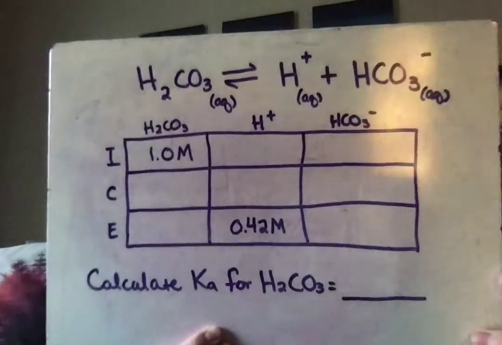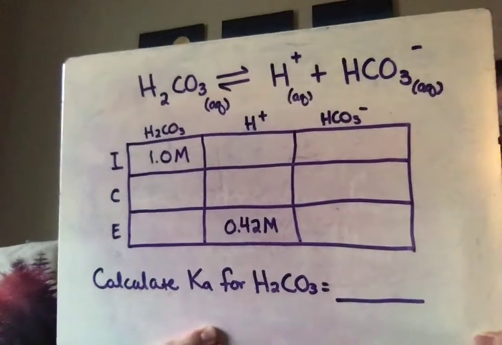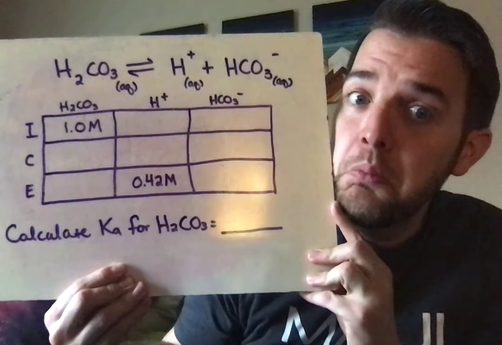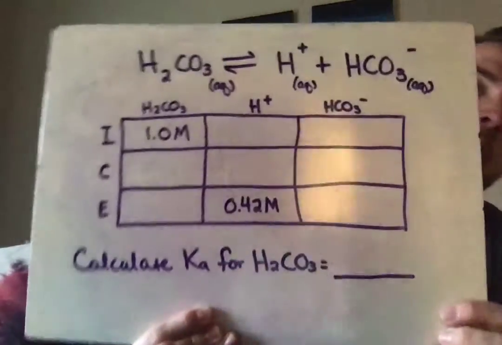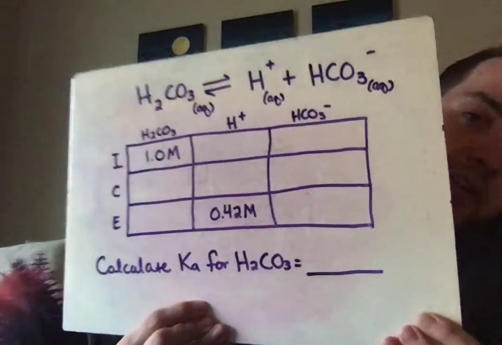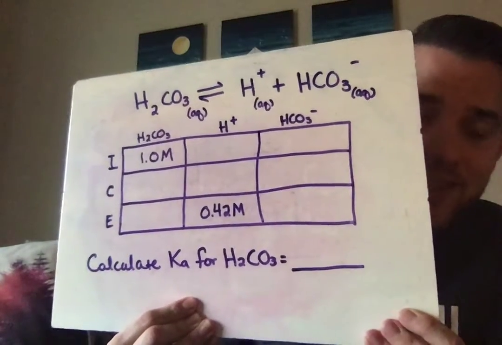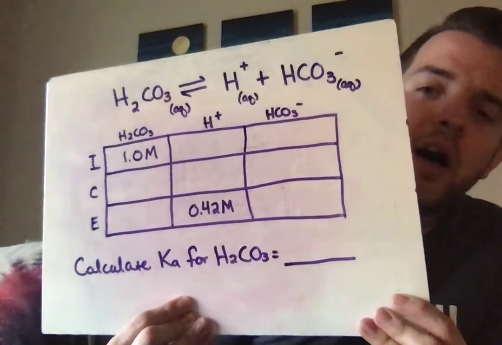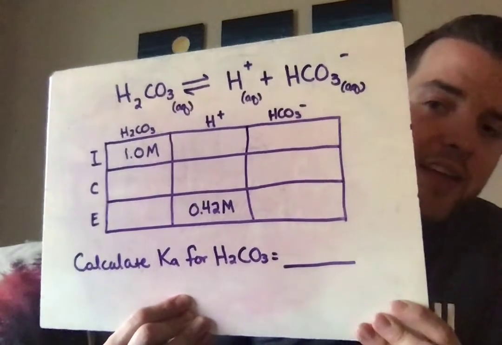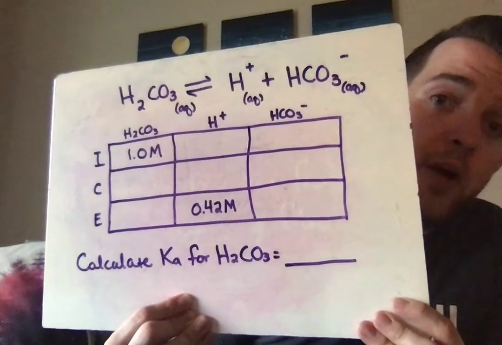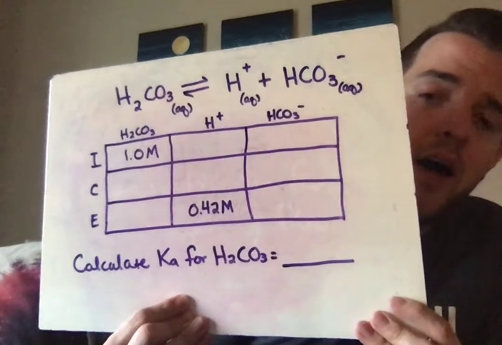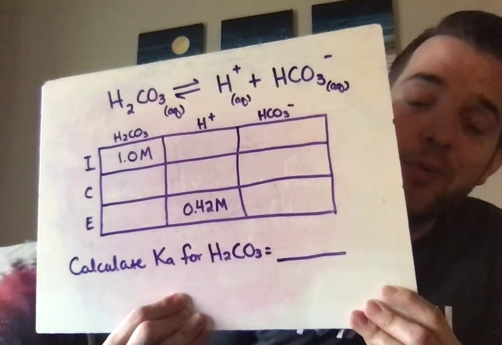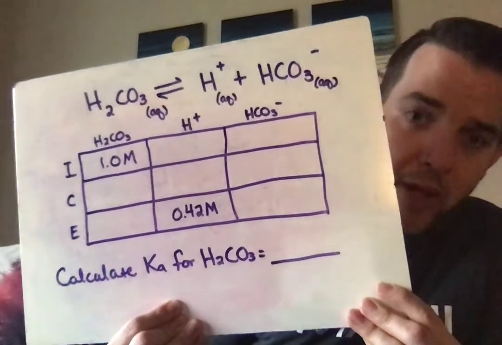So this is the ICE table for the dissociation of carbonic acid, which, by the way, is a weak acid. Think about that. So carbonic acid dissociates and produces hydrogen ions because it's an acid, and then its conjugate base, which is HCO3 minus, or the bicarbonate ion. So I've identified that the initial concentration of H2CO3, or the carbonic acid, is 1.0 molar. And then I have identified that the equilibrium concentration of the hydrogen ions and the product is 0.42, okay?